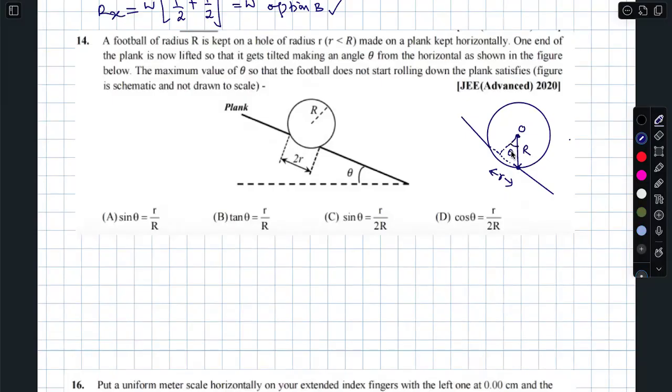And this is theta. So from this, sin theta is small r by capital R. Through this, if weight acts, that is the critical condition. If the point of action is rightwards, it will topple.